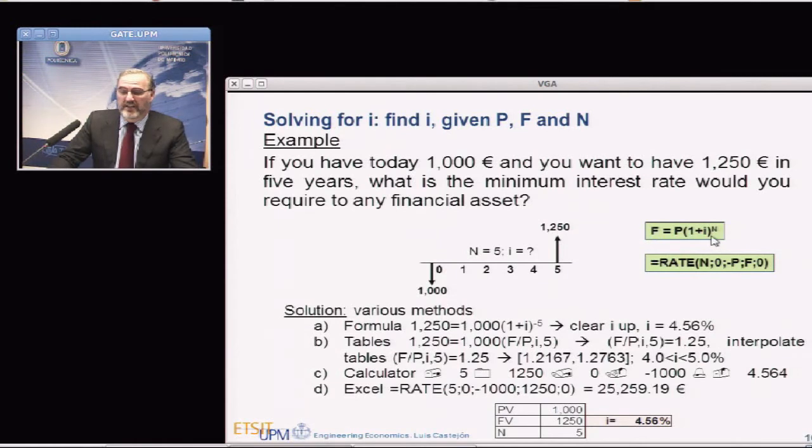As you see, this calculation is more complex than the previous ones because you have to clear up i, which is under a bracket and to the nth power. Or you can also use the Excel RATE function or the financial calculator, just pressing the I/Y key. All these methods give the same result, 4.56%.